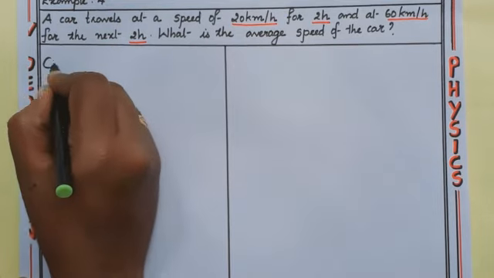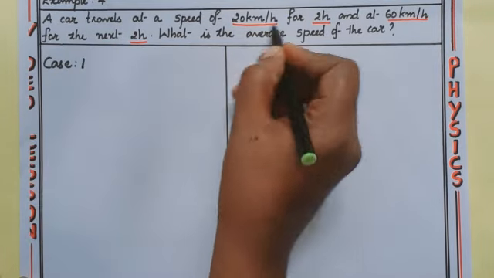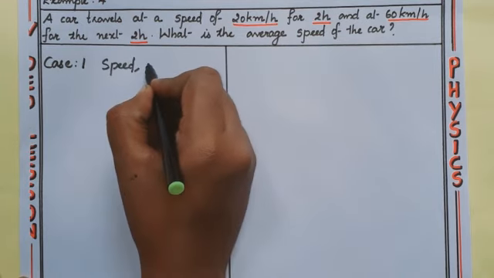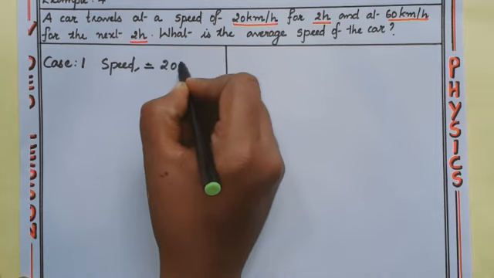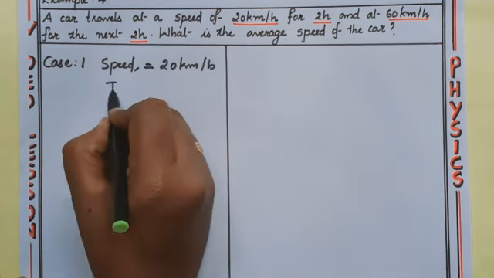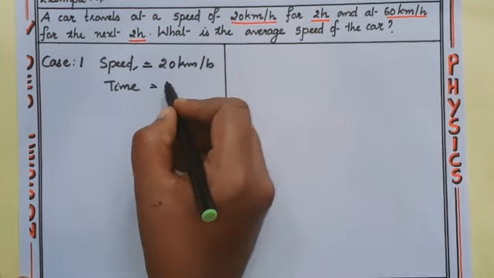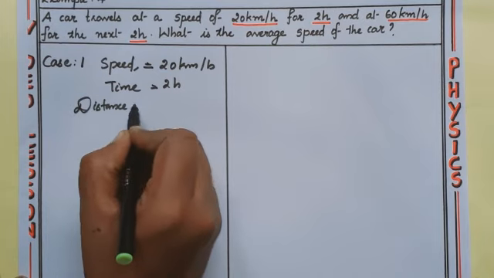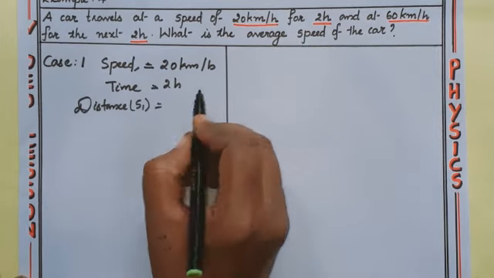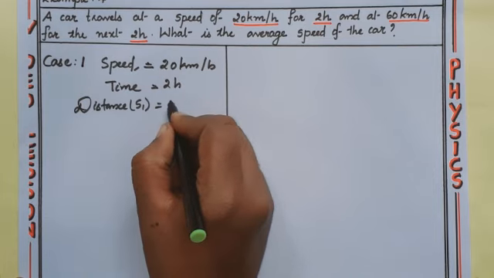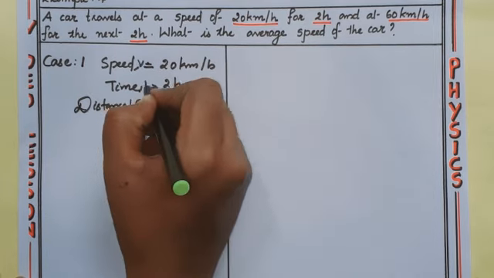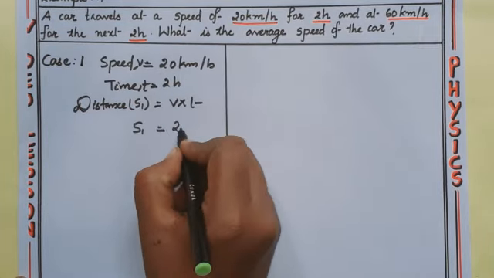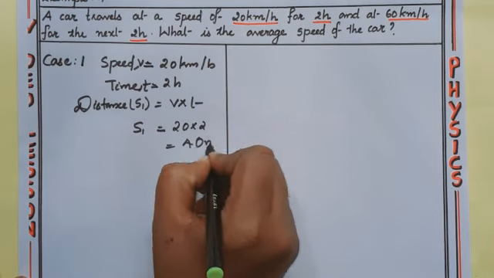First, case 1. In the first case, the speed is equal to 20 km per hour. The time is equal to 2 hours. We want to find the distance S1. S is equal to V into T. So S1 is equal to 20 into 2, which is 40 kilometer.